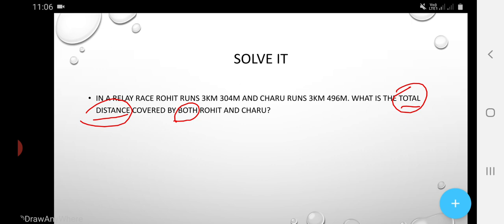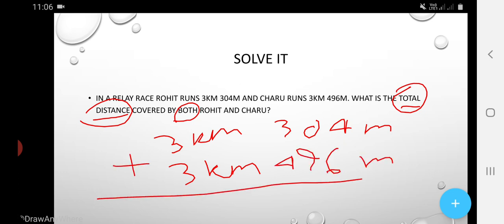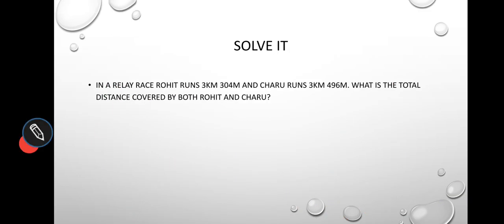In a race, Rohit runs 3 km 304 meter and Charu runs 3 km 496 meter. So together how much distance they covered? What is the answer? The addition. I think you all can do it easily.